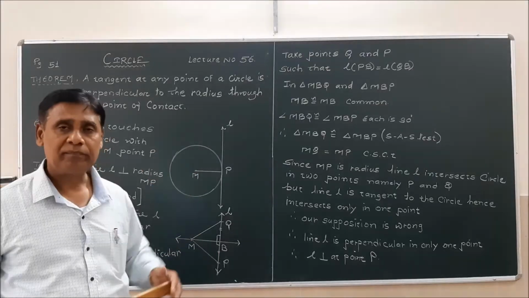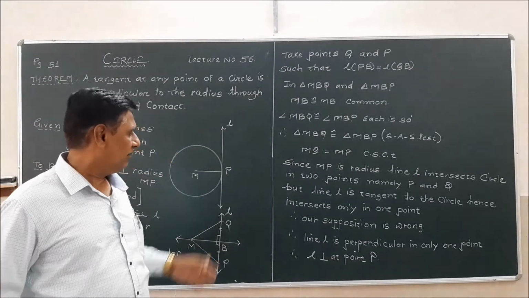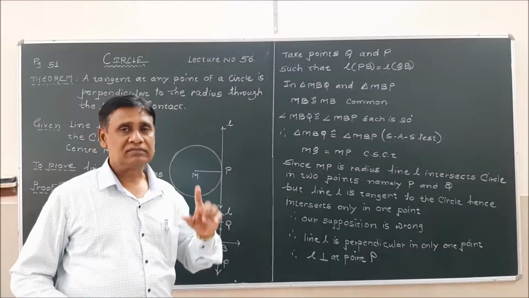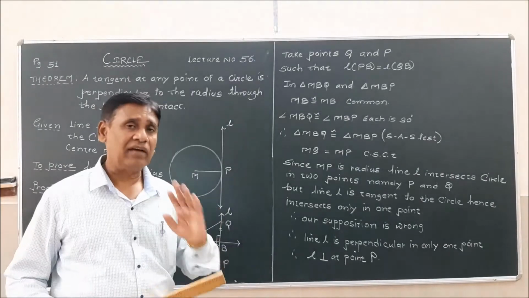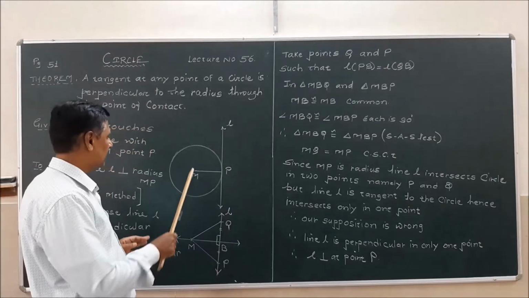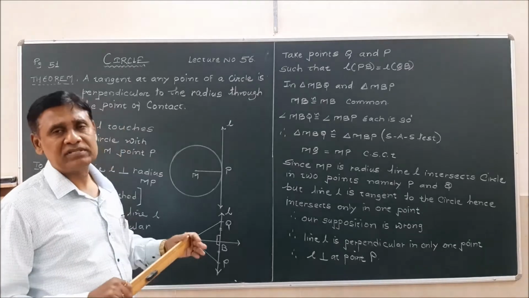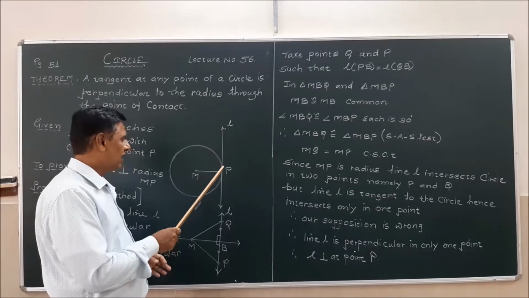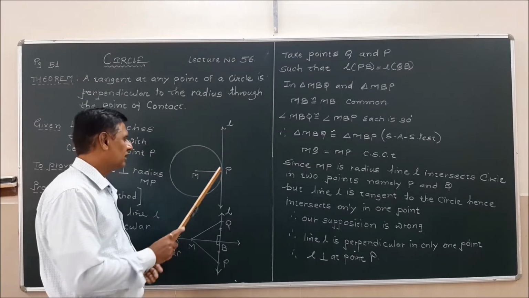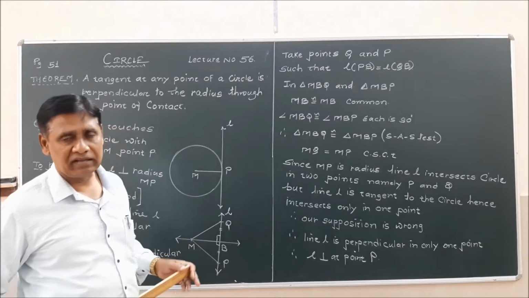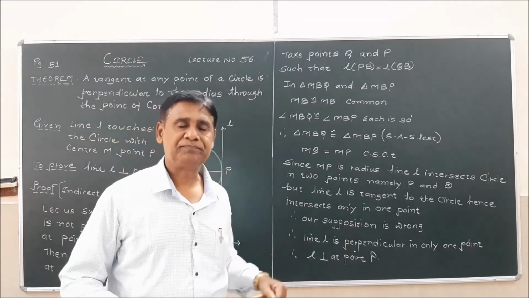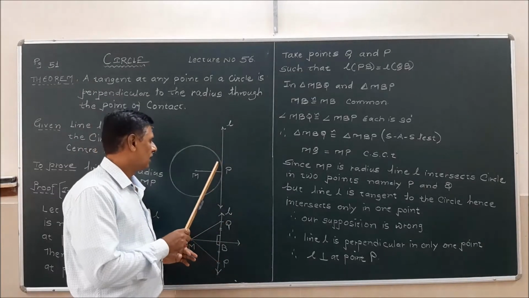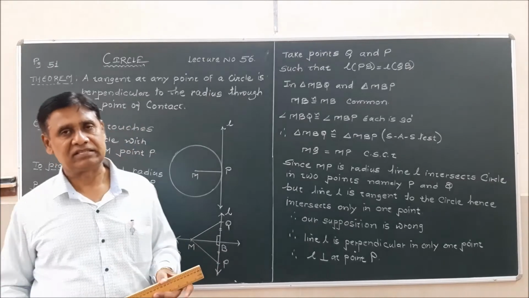and that is point P. Line L will not intersect the circle in any other point than P. And we have to prove that if MP is a radius, then this line L and radius MP make an angle of 90 degrees at the point of contact. That is what we have to do. So what we have to do? Angle P is 90 degrees.